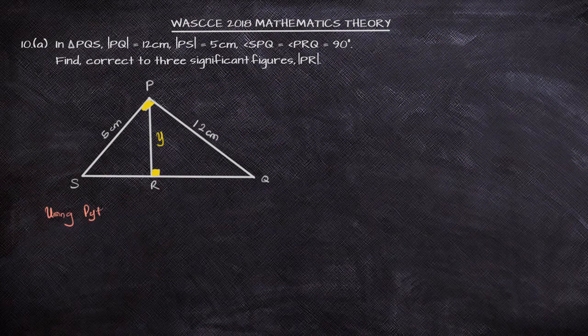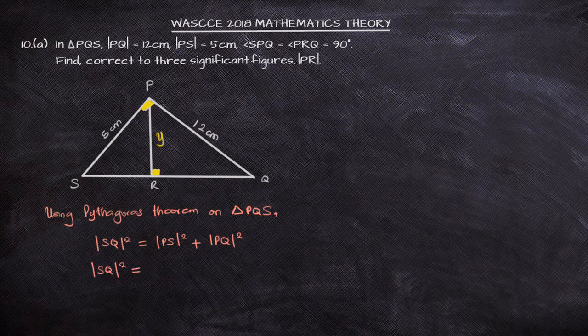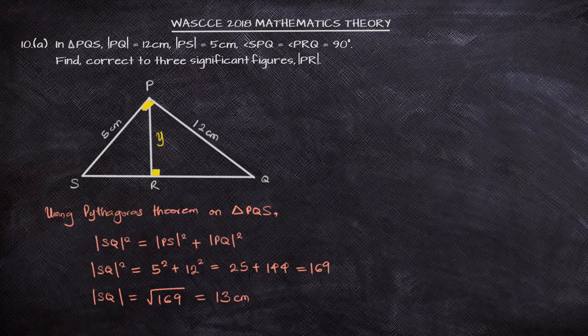First, if we are to use Pythagoras Theorem, we can get the value of the line SQ. So, from the triangle PQS, Pythagoras Theorem tells us that the square of the hypotenuse is equal to the square of the opposite plus the square of the adjacent. Now, our hypotenuse in this case is SQ, which we are looking for. We know PS and we know PQ. So, you can say SQ square is equal to 5 square plus 12 squared, and that is 25 plus 144. That will give us 169, such that SQ will be the square root of 169, and that is 13 centimeters. So SQ is 13 centimeters.